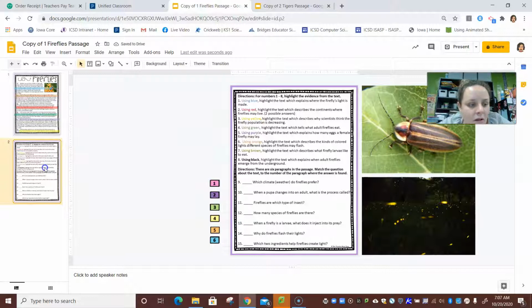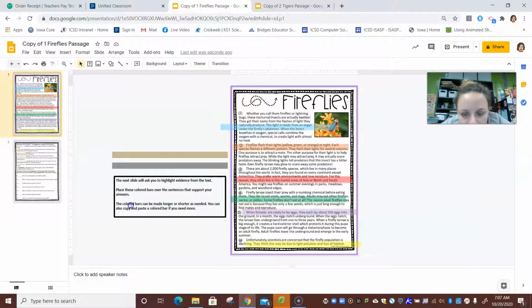Using brown, highlight the text which describes what firefly larvae like to eat. Okay. That must be in eating. Let's see here. Firefly larvae inject their prey with a numbing chemical before eating. They like to eat the snails, worms, and slugs.